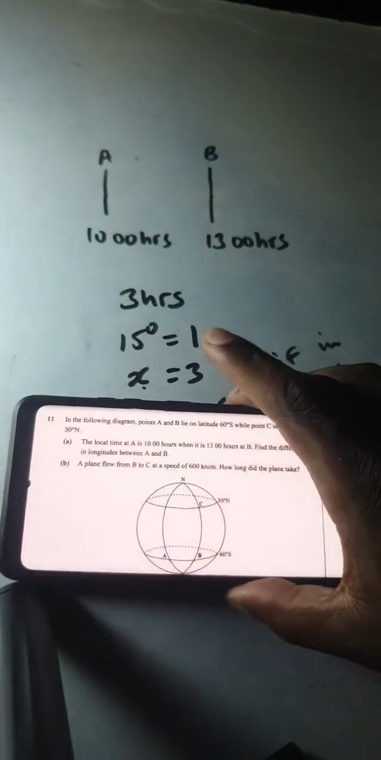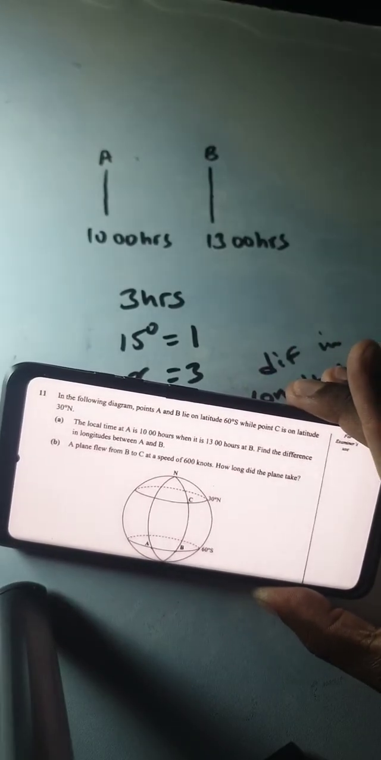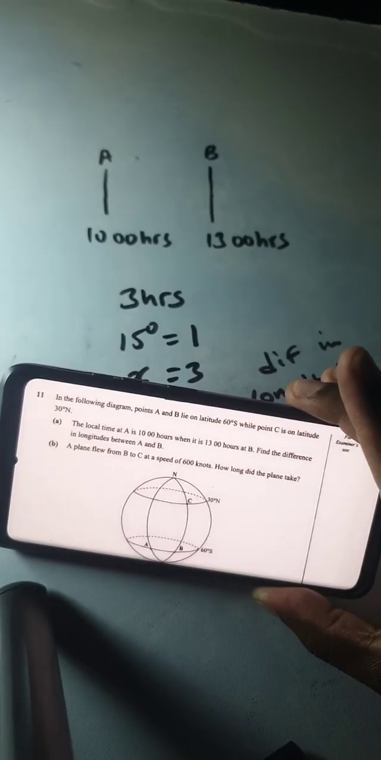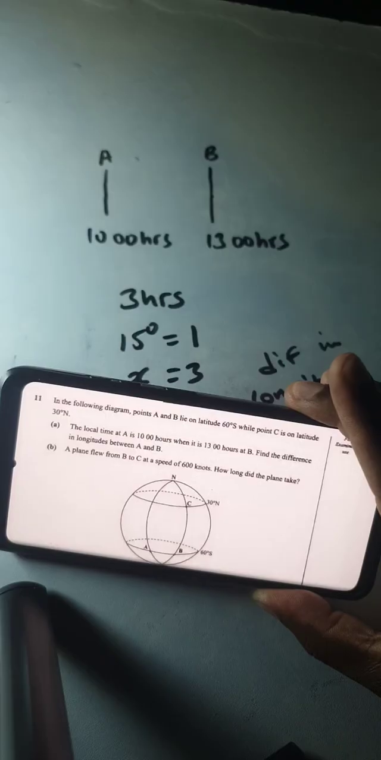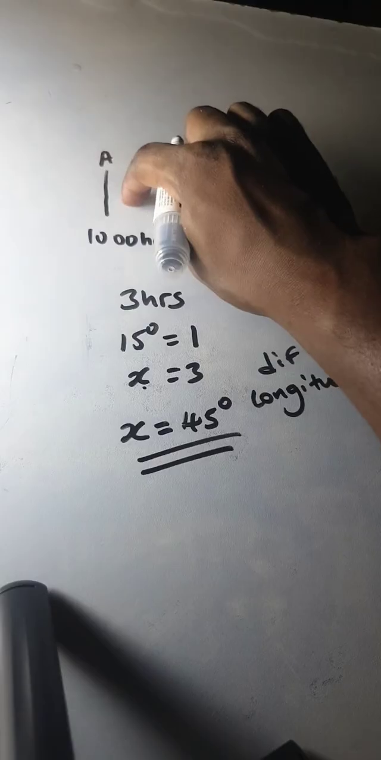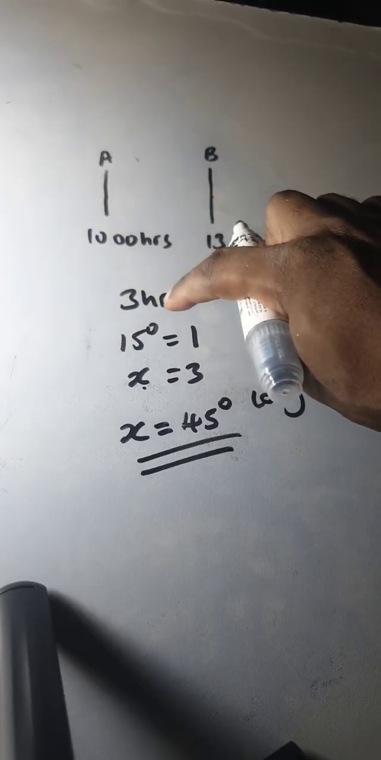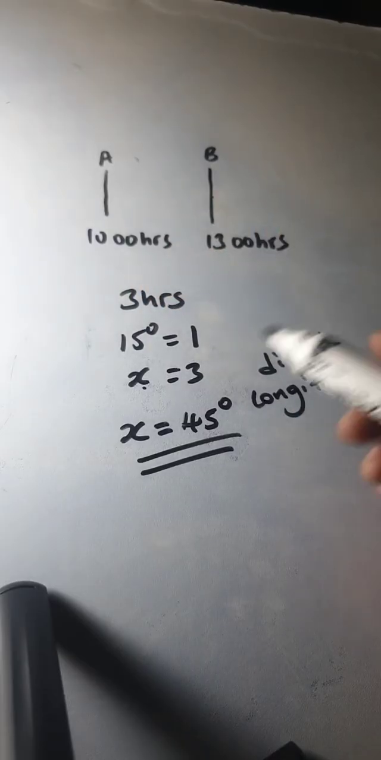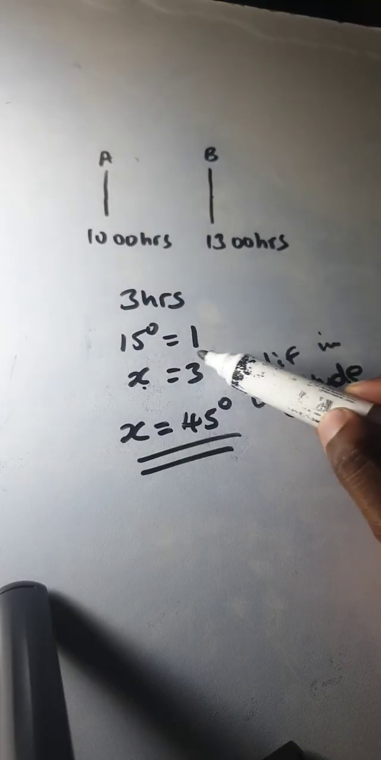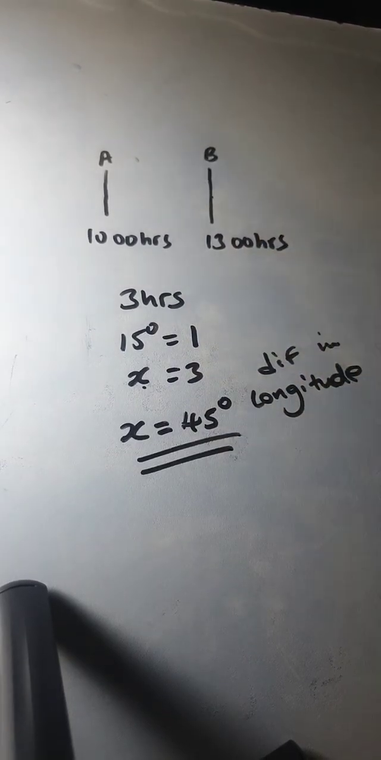The question says the local time at A is 10 hours when it is 13 hours at B. Find the difference in longitudes between A and B. First, we identify the time difference between town A and B, which is 3 hours. Then we convert 3 hours into degrees. Every 15 degrees is 1 hour, so 3 hours gives 45 degrees. So the difference in longitude is 45 degrees.